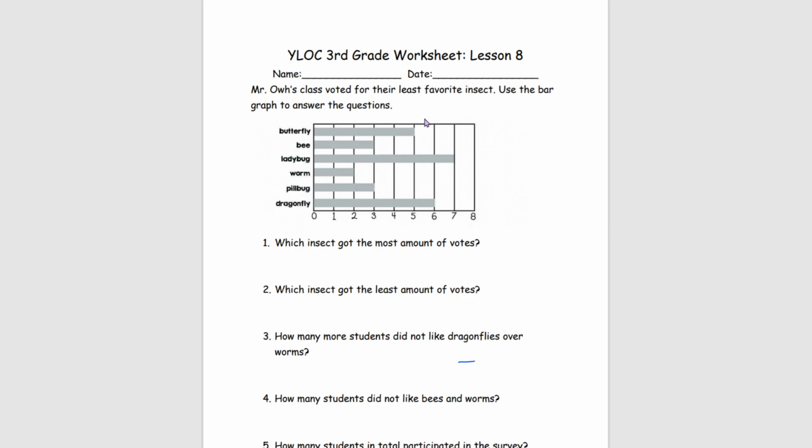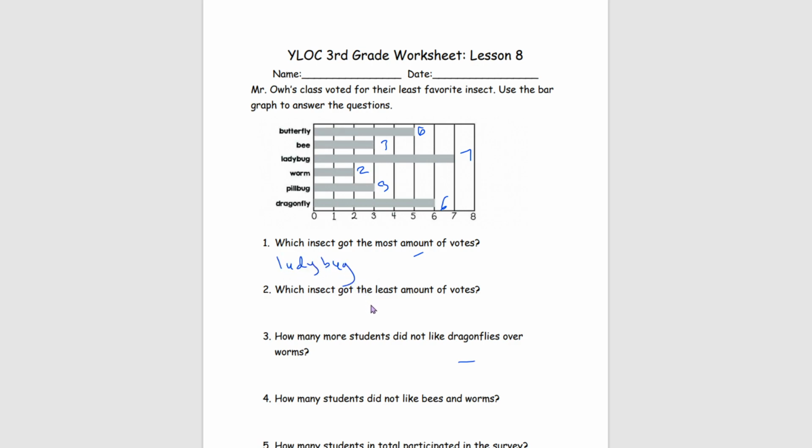So, for number 1, you have the butterfly, which has 5 votes, the bee, which has 3 votes, the ladybug, which has 7 votes, the worm, which has 2 votes, the billbug has 3, and the dragonfly has 6. Which insect got the most amount of votes? We can clearly see that the ladybug has the most with 7. So for number 1, our answer is ladybug.